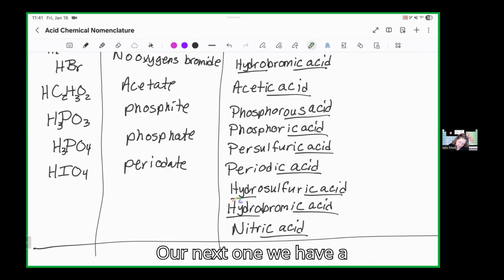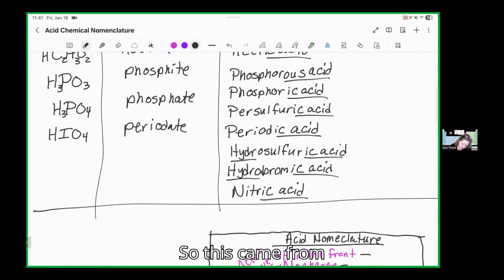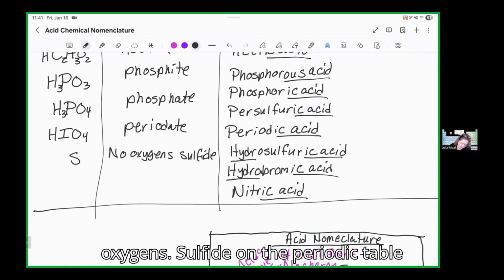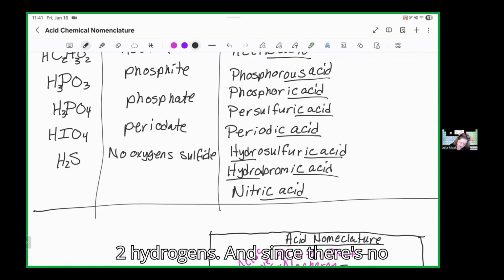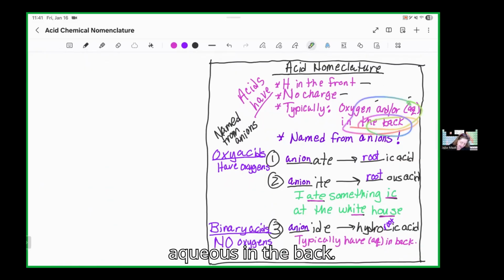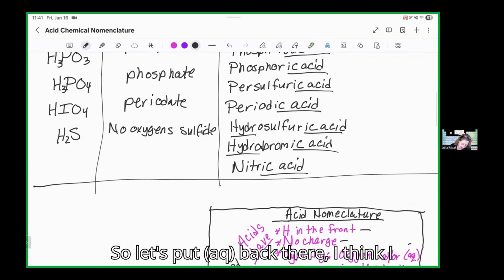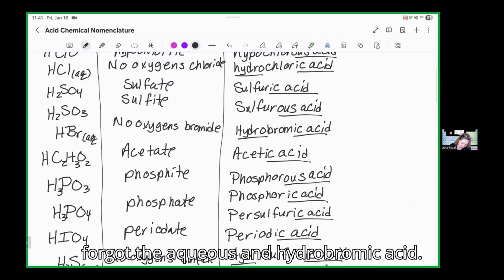Our next one, we have a hydro-ic acid. So hydro-ic acids have no oxygens. So this came from sulfide. Okay. So we know there's no oxygens. Sulfide on the periodic table is a -2, so it needs 2 hydrogens. And since there's no oxygens, we need to put the aqueous in the back. So let's put our AQ back there. I think I forgot an aqueous up here. Yep, HBr. I forgot the aqueous on hydrobromic acid.